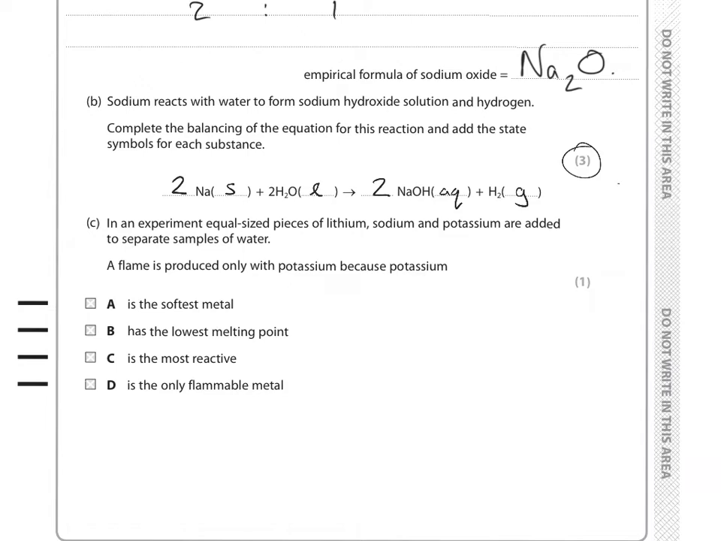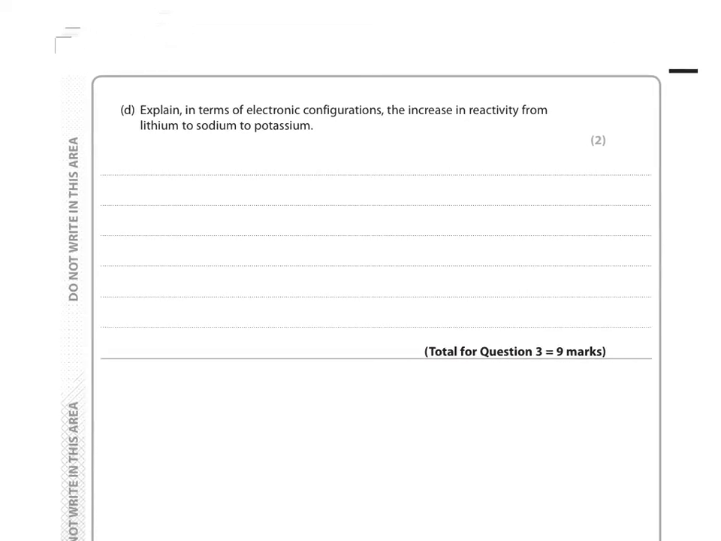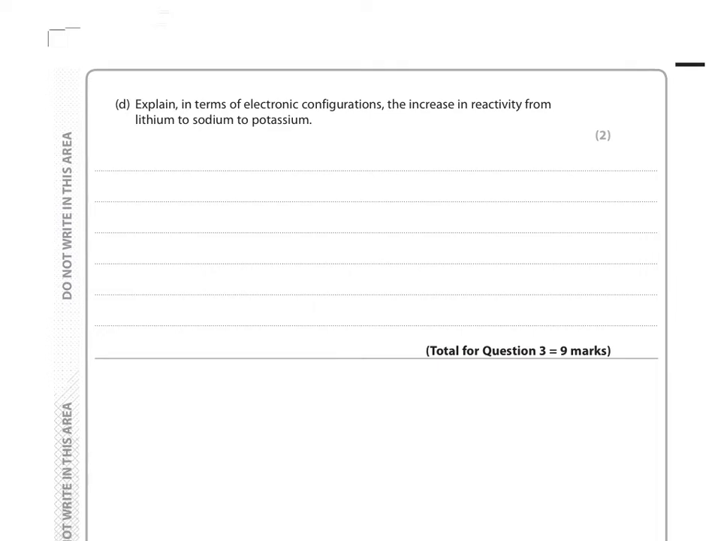In an experiment, equal-sized pieces of sodium are added to separate samples of water. A flame is produced only with potassium because potassium is the most reactive metal. That was quite a straightforward 1 mark there. Part D says, explain in terms of electronic configurations the increase in reactivity from lithium to sodium to potassium. So it increases as you go down the group.